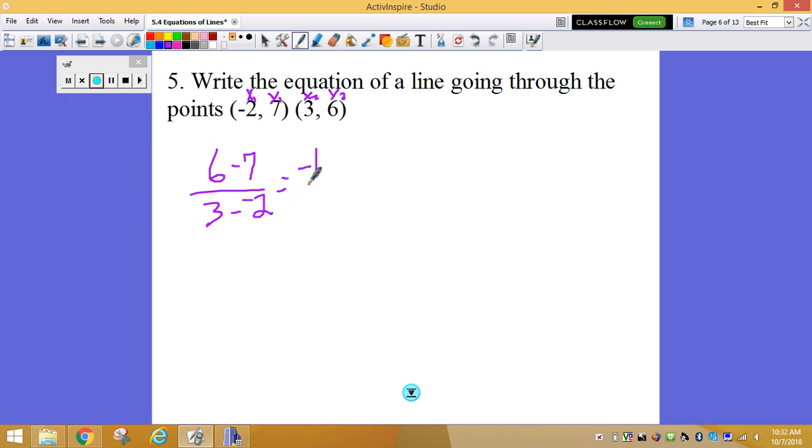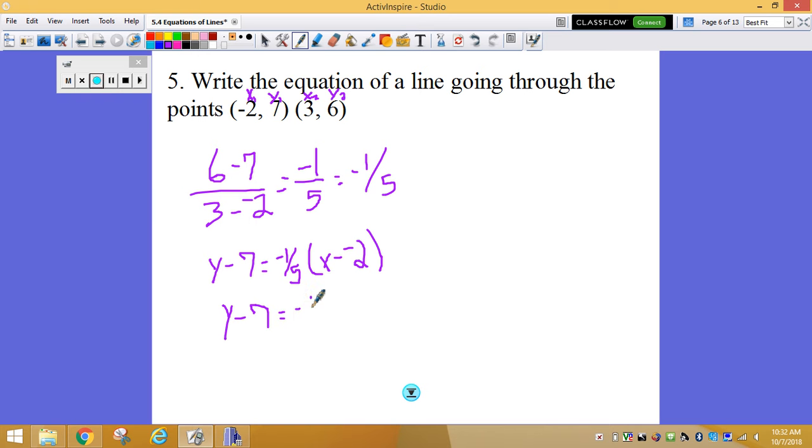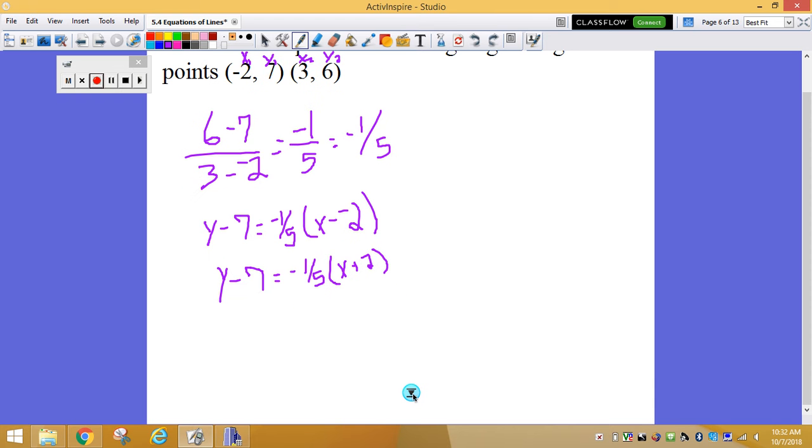So on top, I get negative 1. On bottom, I get 5. If you divide that, you're going to get negative 1/5. Remember, you get a decimal, but you should have changed it to a fraction. So now let's plug in what we know. y1 is 7. My slope is negative 1/5. x1 is negative 2. The only thing to fix is that minus negative. So I got negative 1/5, and then in parentheses it's x plus 2. That's your answer for point slope.